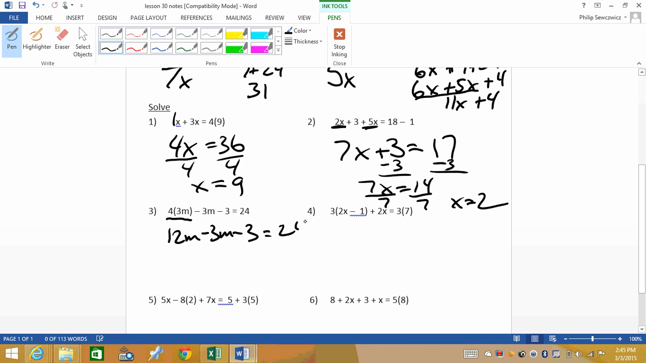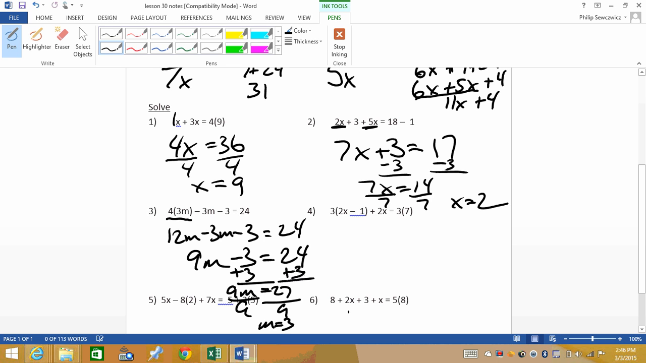So again, we're just going to do a little bit at a time. All right, anything else? Well, look, I can combine my m's together. So 12m minus 3m gives me 9m. And if we notice now, we're back to a two-step equation. So let's add 3 to both sides. 9m equals 27. I apologize for running out of room here. Divide both sides by 9, and we do get m equals 3.